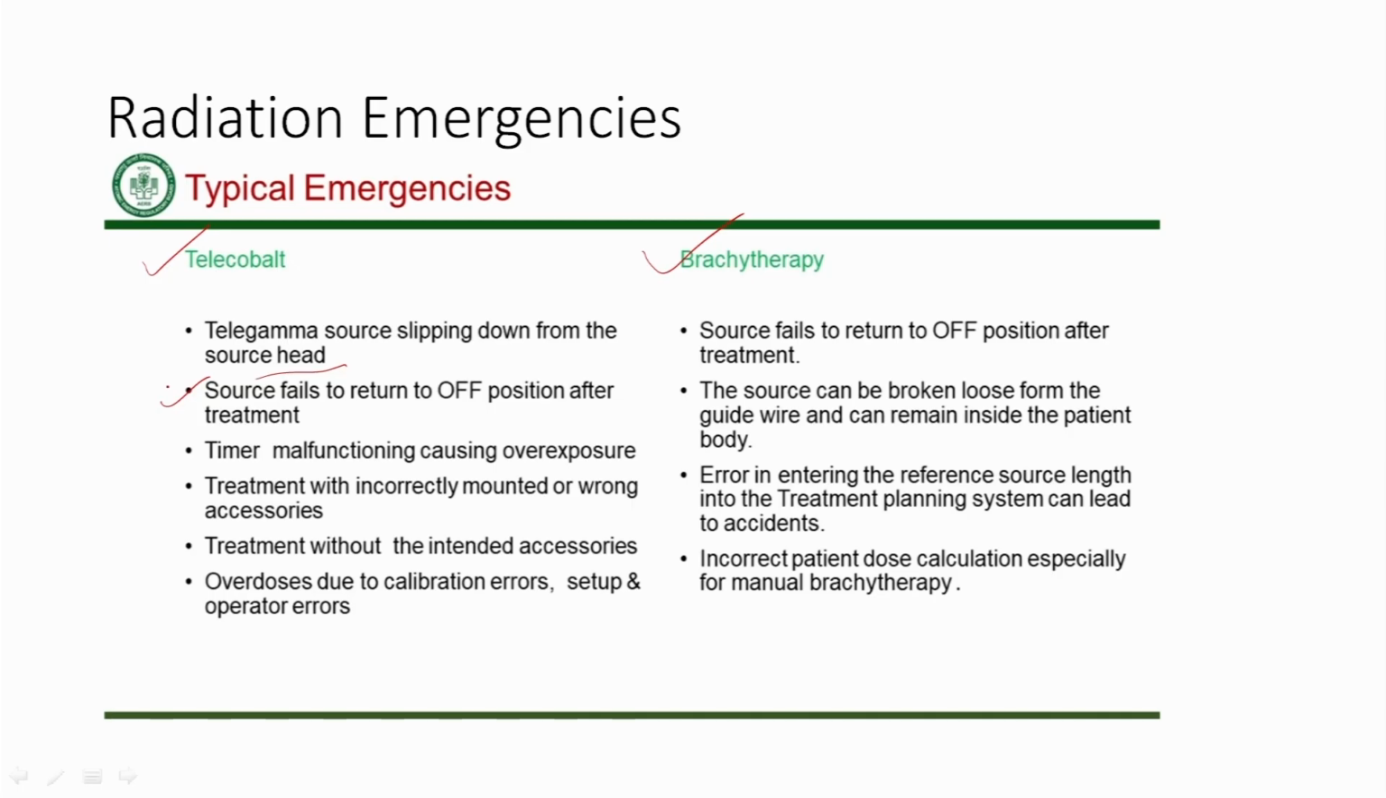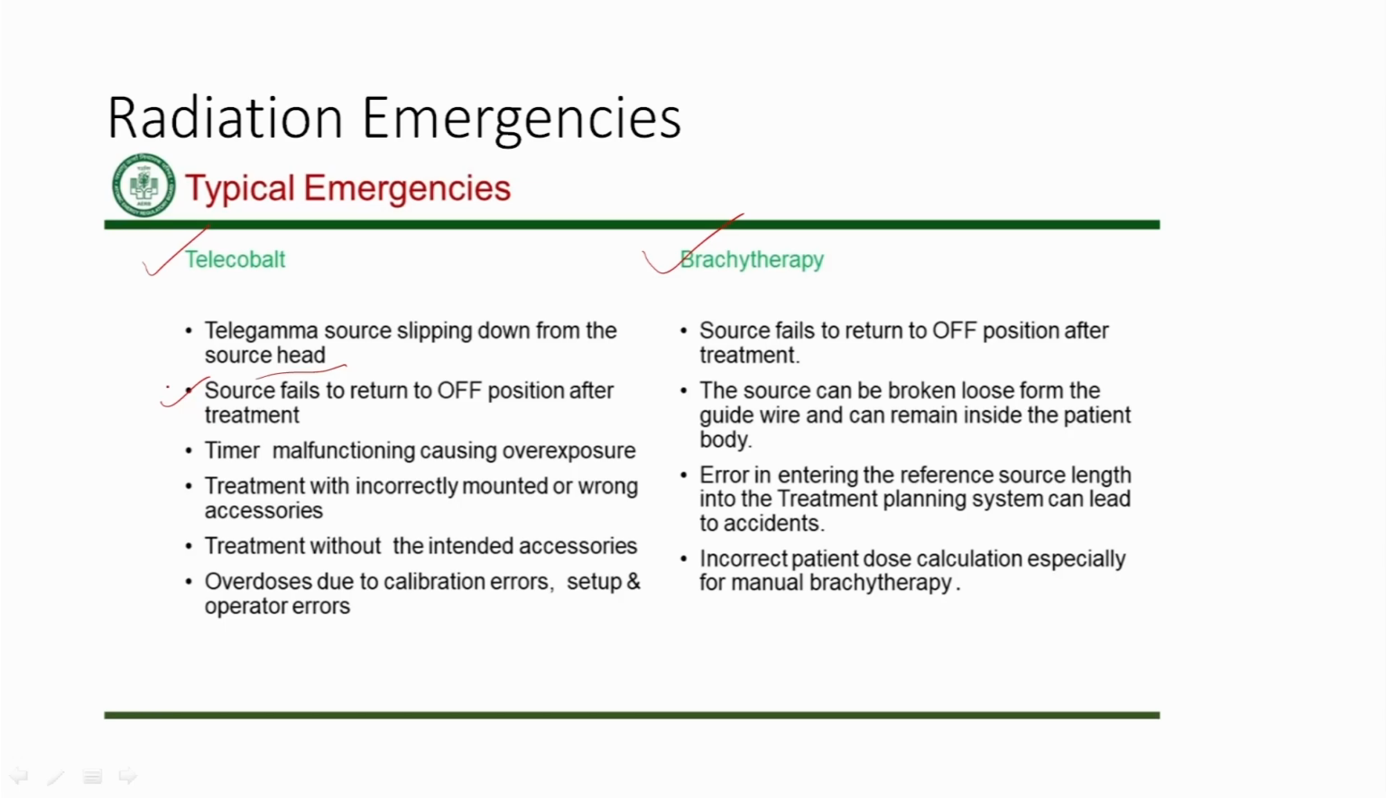And what are the brachytherapy emergency situations? Source fails to return to the off position after the treatment. The same thing: once the source is exposed to the patient, it has to come back to the shielding, but it has not happened. Source stuck in the applicator, or because of any kink in an applicator. The source can be broken loose from the guide wire and can remain inside the patient body. This is also a big emergency, that the source remains in the patient body.